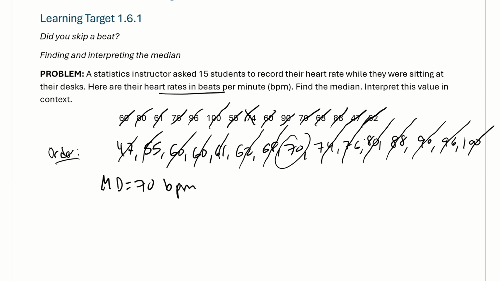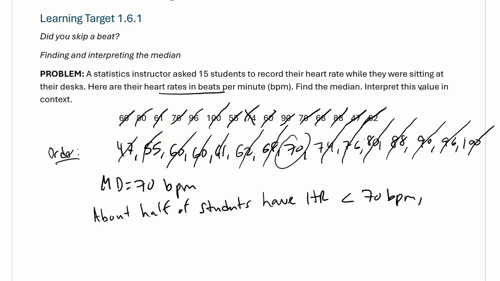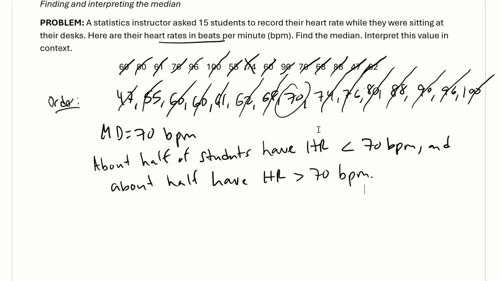So if we interpret it, that means half of the students had a heart rate less than 70. So interpretation: half of students have heart rate less than 70 BPM, and about half have heart rates greater than 70 BPM. Okay, so there's your interpretation and done.